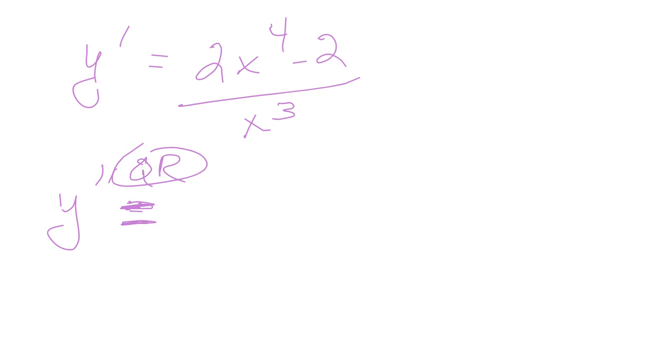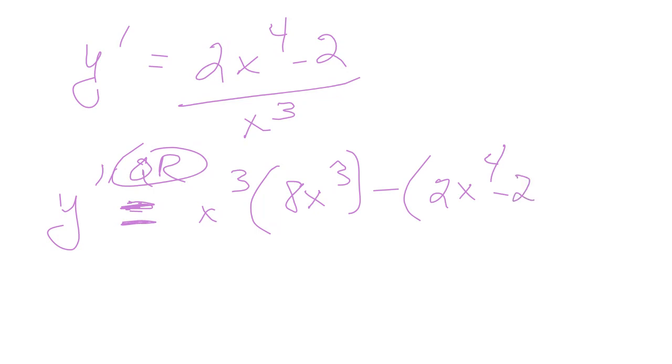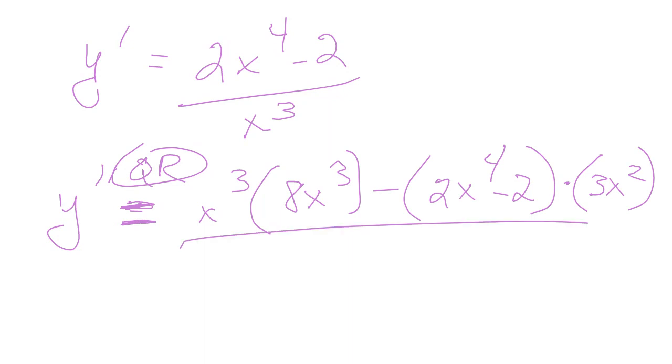Everybody agree? So it's bottom times the derivative of the top. What's the derivative of the top one? 8x cubed minus the top, 2x to the 4th minus 2, times the derivative of the bottom, which is 3x squared, right? All over the bottom one squared. What's x cubed quantity squared? X to what power? X to the 6th.